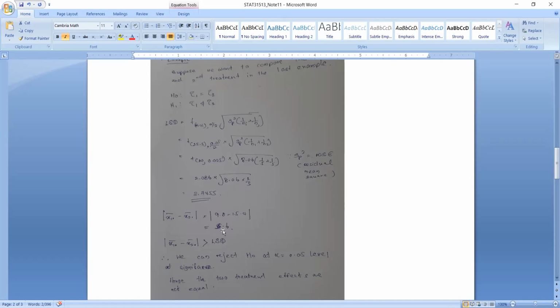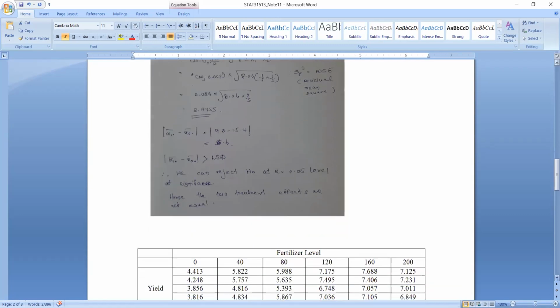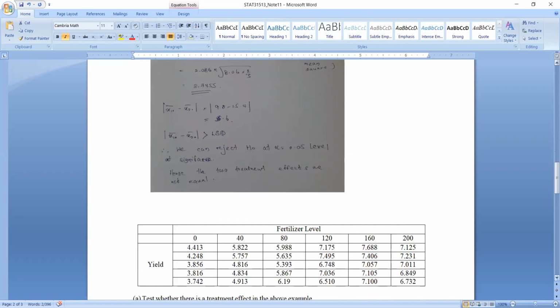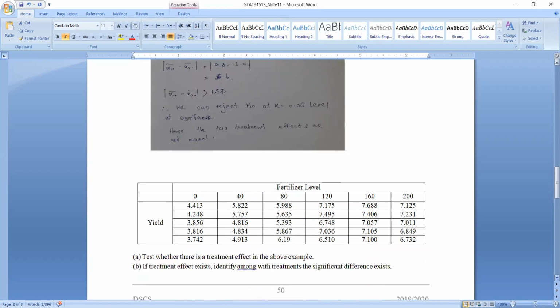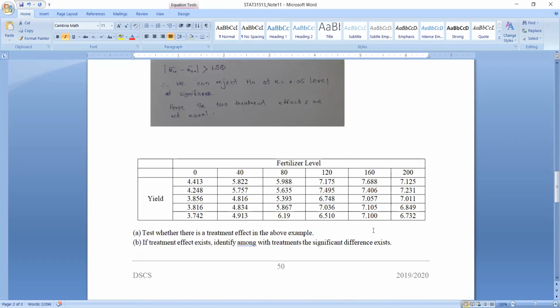Likewise, you can take any two treatment means, compare them, and reach a conclusion whether the treatment means are equal or not. You can use Duncan's test, or else you can use this method to do the pairwise comparisons and reach a conclusion about the treatments. So here is another example.